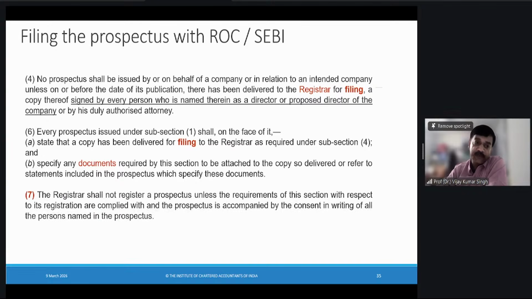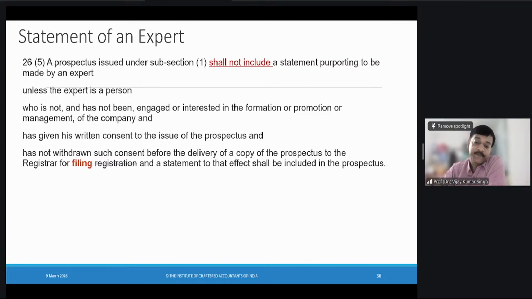which specify these documents. Now, the registrar shall not register a prospectus unless the requirements of this section with respect to its registration are complied with and the prospectus is accompanied by the consent in writing of all the persons named in the prospectus. So every person has to be named in the prospectus. Consent has to be there, because you cannot put the name of somebody whose consent is not there, because there is civil and criminal liability attached to the statements made in the prospectus. So there is a requirement of signature of people who are written there.